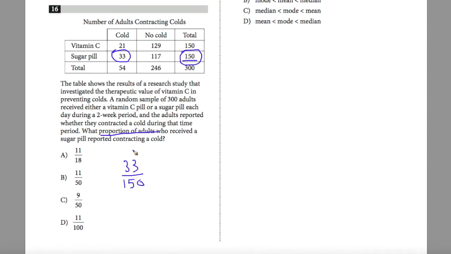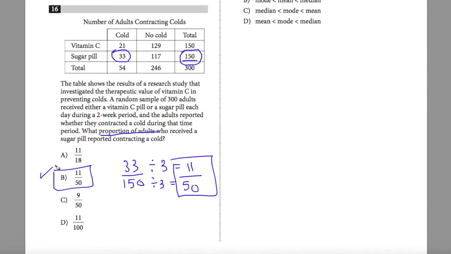I can see that both of these are divisible by 3. So if I divide 33 by 3, this becomes 11. If I divide 150 by 3, this becomes 50. So if I simplify this, it becomes 11 over 50. And my answer choice for 16 should be B, 11 over 50.